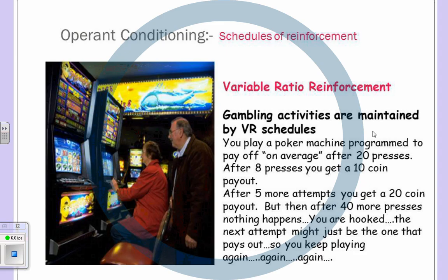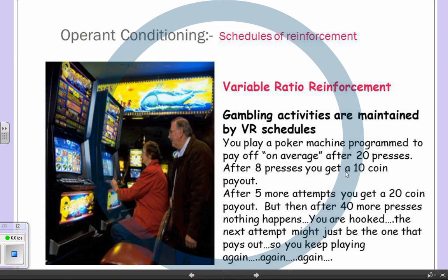So this is the example I mentioned before, and I'm going to explain it here. On average, let's say it's after 20 presses, and they get some money payout. 8 presses means 8 coins. So let's do the math. It's 8 coins, 8 presses, gets a 10 payout, plus 2. After 5 more attempts, he gets a 20 coin payout. So he has put in 13 coins. He gained 30. He's on the positive 17 coins. But then he presses 40 more times and nothing happens.